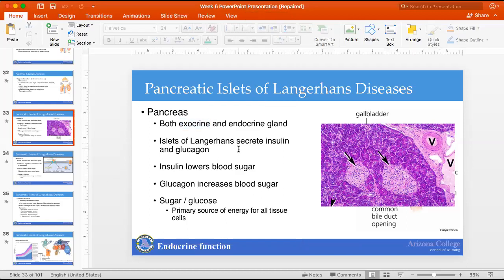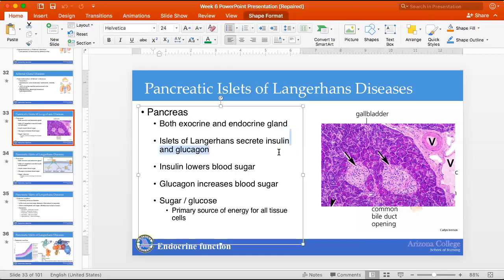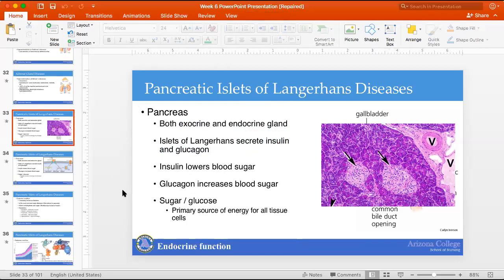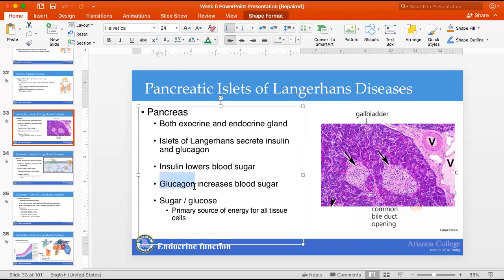The islets of Langerhans secrete insulin and glucagon, and I've already talked about what each of those do. Insulin lowers blood sugar, glucagon increases blood sugar, so they have opposite effects depending on where the body is. Any dysfunction, if you had too much insulin or too little glucagon, would lead to impact by whatever that hormone was supposed to do. So let's say you had too little glucagon, or non-functioning glucagon.